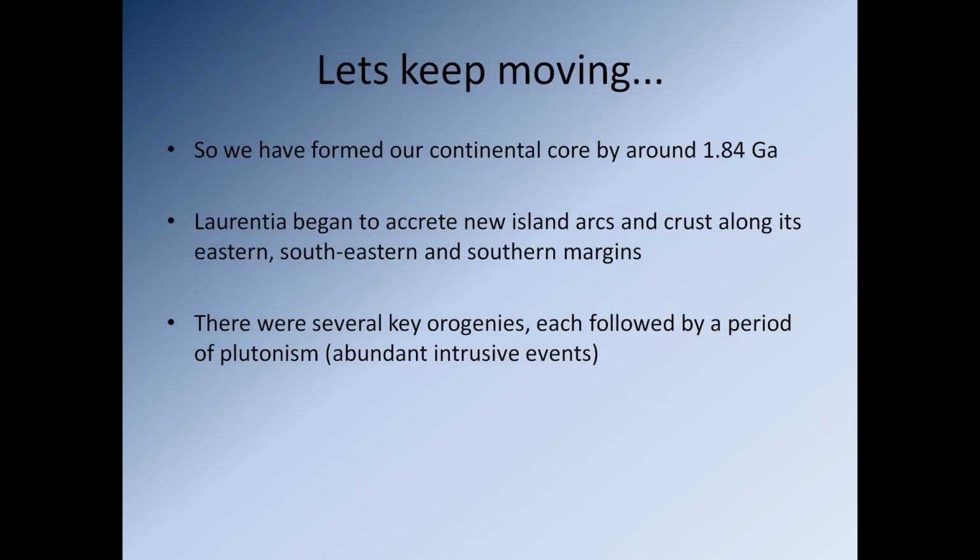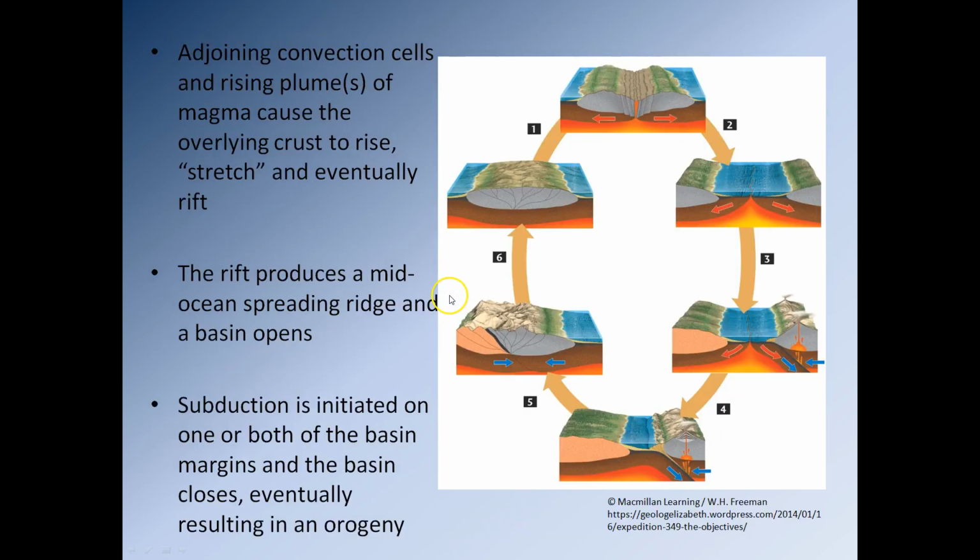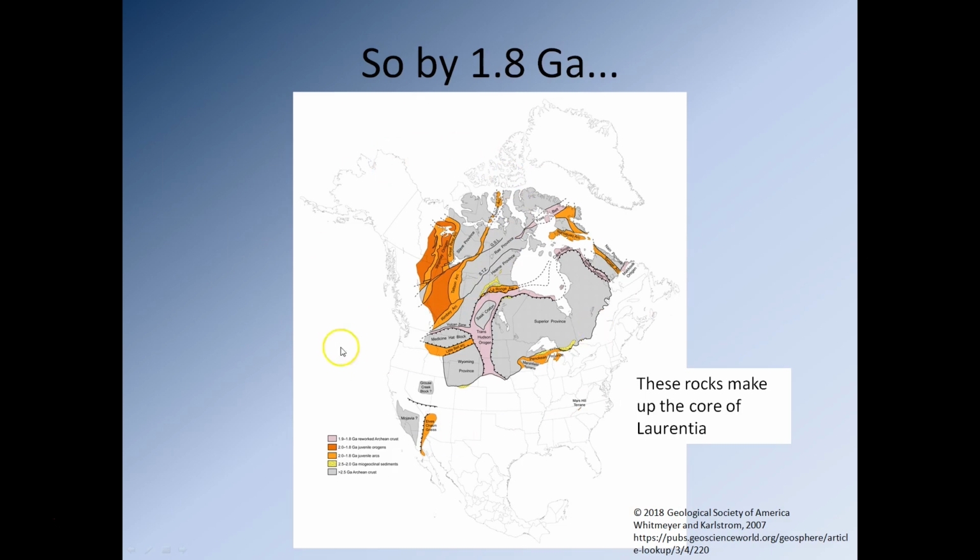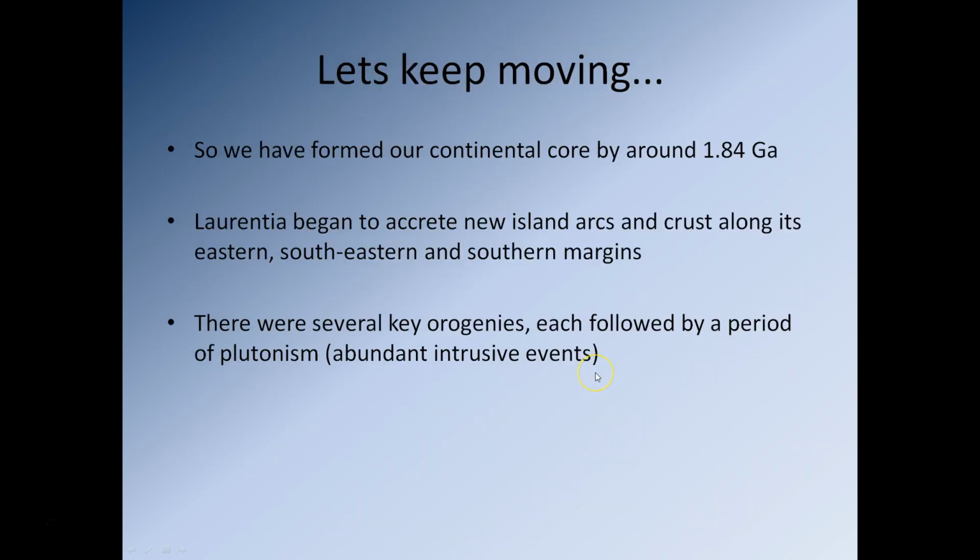So let's keep moving. We formed our continental core by around 1.84 billion years. So here it is, our continental core by about 1.84 billion years. We've gotten to this point here. So this is now one solid landmass. What happens is Laurentia began to accrete new island arcs and crust along its eastern, southeastern and southern margins. There were several key orogenies, and each of these orogenies was followed by a period of plutonism. So we had lots and lots of magma being placed into the crust as part of these orogenic events.